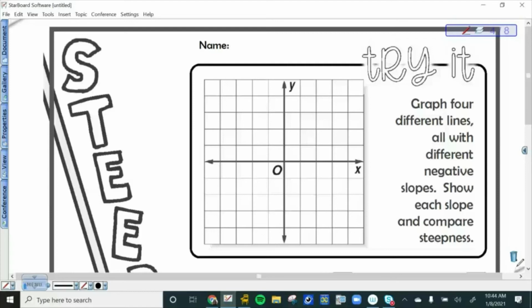And now, to show you how you're going to find the slope, remember, we're comparing 2 numbers together. The rise is in the numerator. The run is in the denominator.